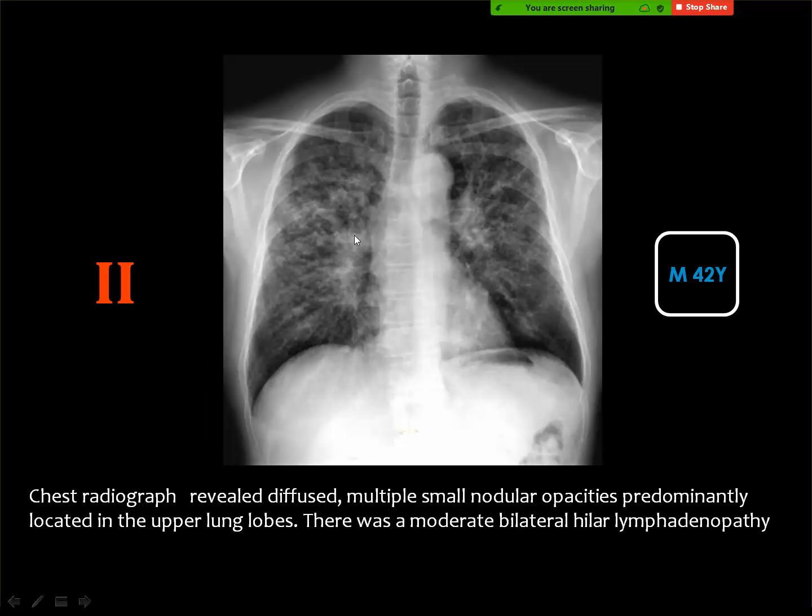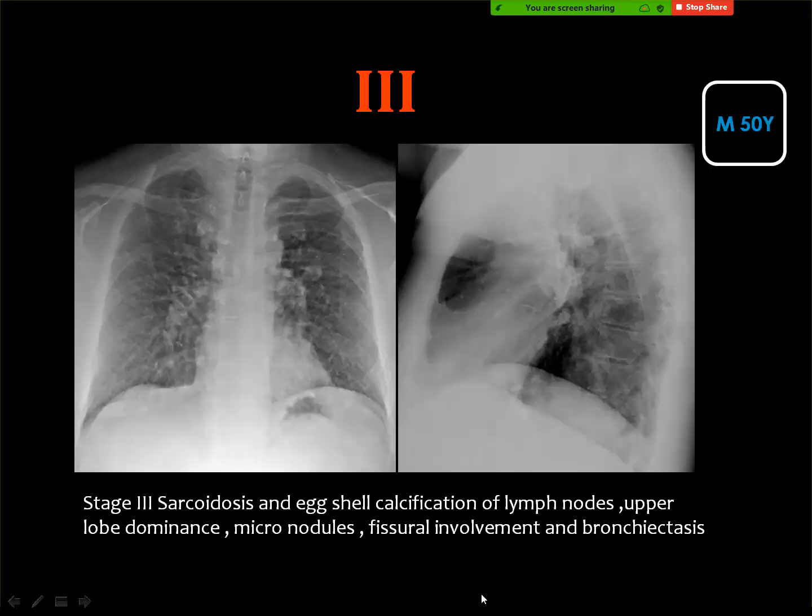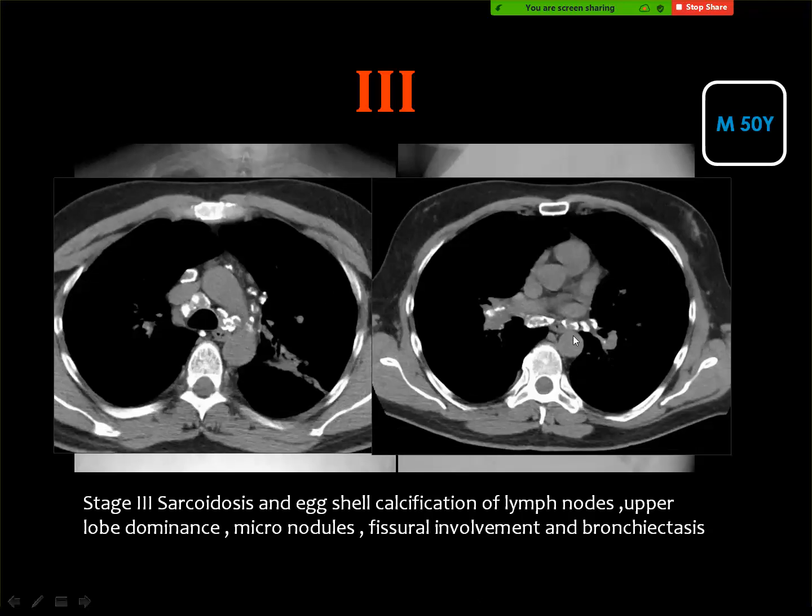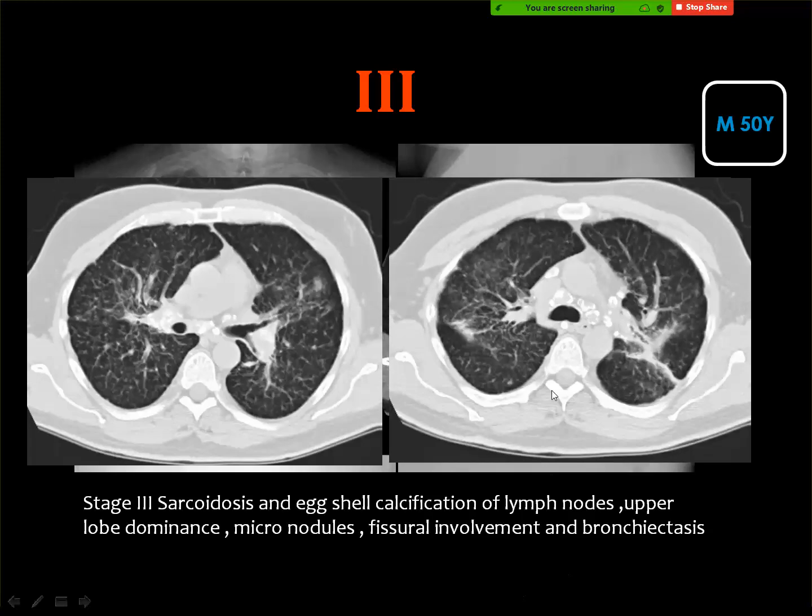You see enlargement of the hilar shadows with reticulonodular opacities in the lung fields, and this is stage 3, where you get opacities in the lung without mediastinal lymphadenopathy. And here you see that the lymph nodes are very small and totally calcified. This is one of the classic appearances of sarcoid nodes. And this is the lung changes. You see the reticular opacities and some nodules in the lymphatic distribution, and the lymph nodes are seen calcified.